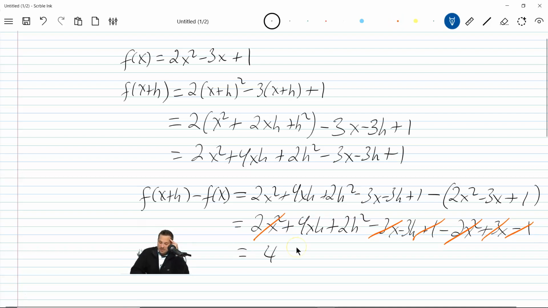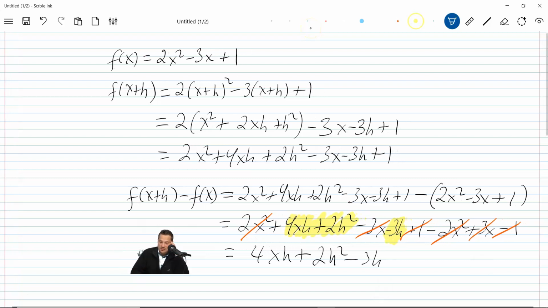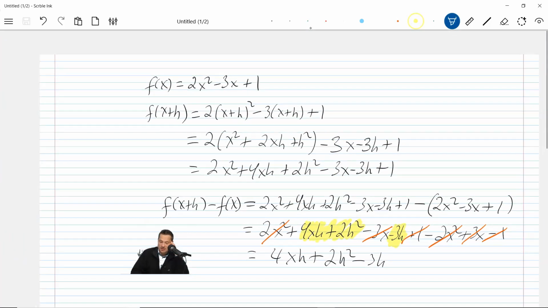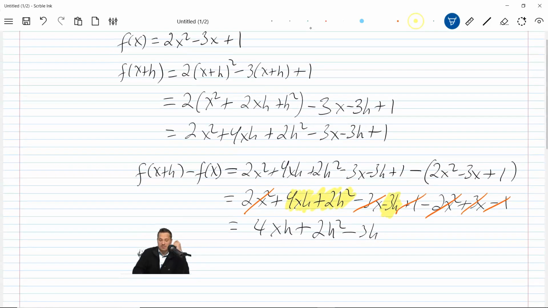This reduces simply to 4xh plus 2h squared, and then, let me just zoom in on those, make sure we understand that I'm using this one, I'm using this one, and I'm using this negative 3h in this position. Those are the ones not crossed off with the red marks. To finish up, to find a difference quotient, let me just zoom out a tiny amount because I want to make sure that you can see all of my work from top to bottom.